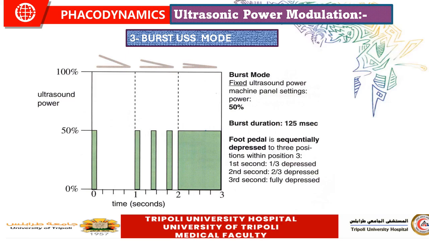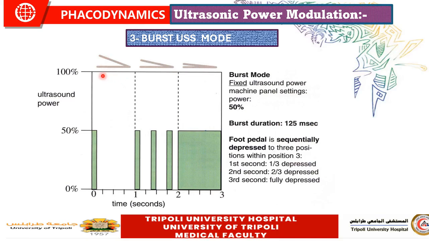The third type of the ultrasound modulation is known as the burst mode. Now, the burst mode differs from the pulse mode in that by pressing the foot pedal, we are modulating the interval between pulses, but we are not modulating the power of the pulses. The power of the pulse is already preset as a fixed value, for example, 50 or 60 or 70%. However, the interval between the pulses, we adjust by pressing on the foot pedal.